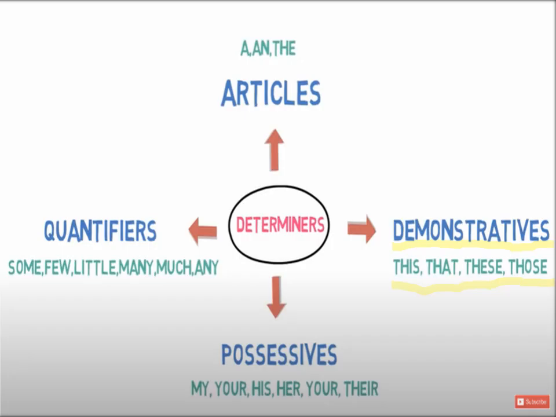What are the different types of determiners, students? The first one being articles, the second type demonstratives, the third being the possessives, and the fourth quantifiers. In the previous session, you learnt about articles a and the in detail and also where to use them. So in today's session, you will be learning what are demonstrative determiners.